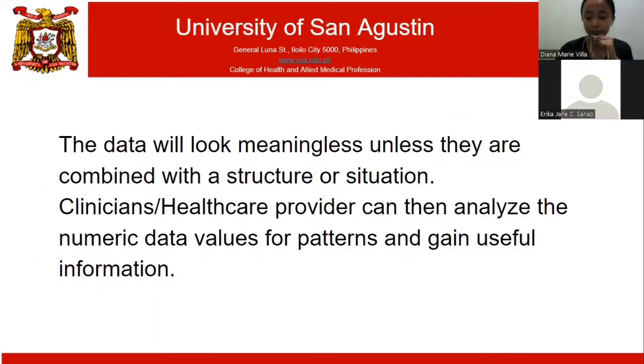So for nurses, the RN takes a measure of vital signs and enters other data into a flow sheet every 4 hours. The data for temperature, respiratory rate, pulse rate, and so on show numerical values and present this measure in a table format. All of this data will look meaningless unless combined with structure or situation. A clinician or healthcare provider can analyze the numerical data values for patterns and gain useful information.